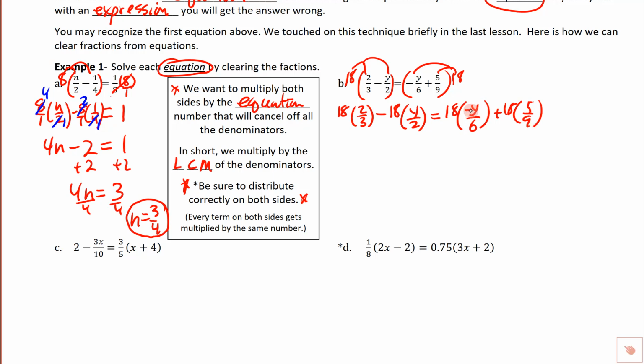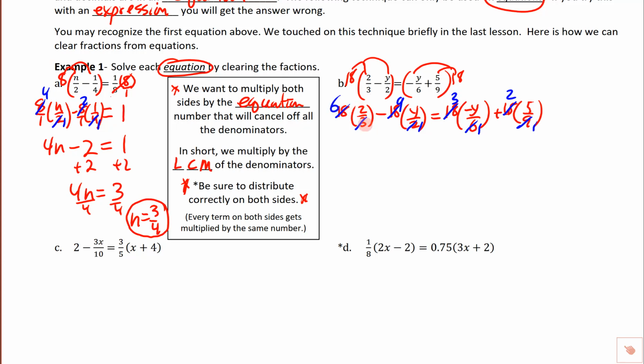There we go. Okay, now I'm going to change colors to do some cross cancellation. 3 goes in here once, 3 goes in here 6 times. 2 goes in here once, 2 goes in here 9 times. 6 goes in here once, 6 goes in here 3 times. 9 goes in here once, 9 goes in there 2 times. Now we can go through and figure out what we've got here.